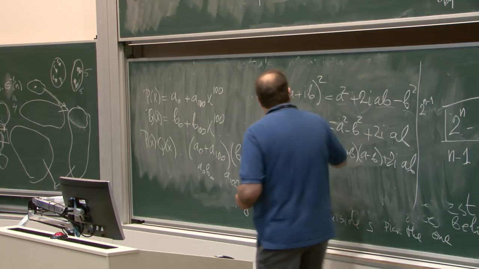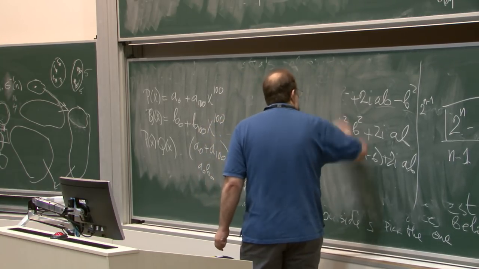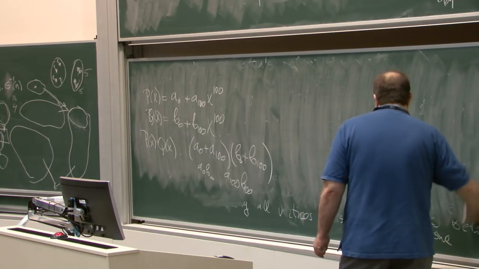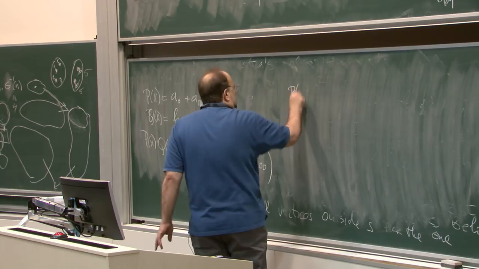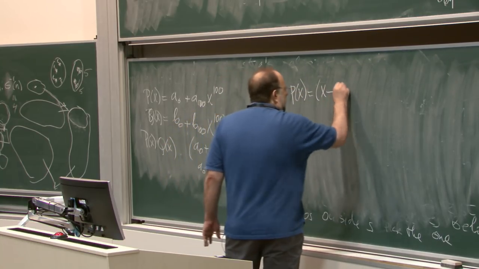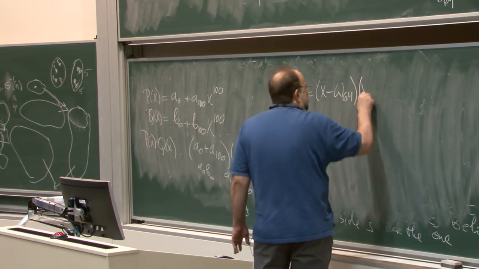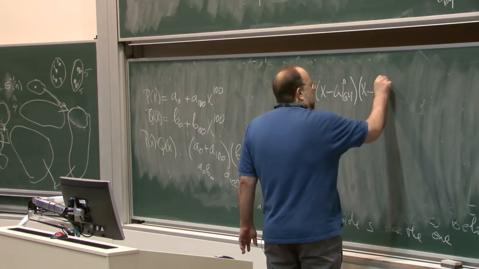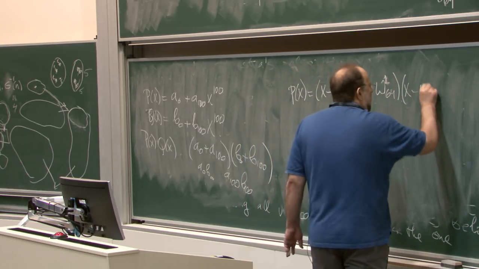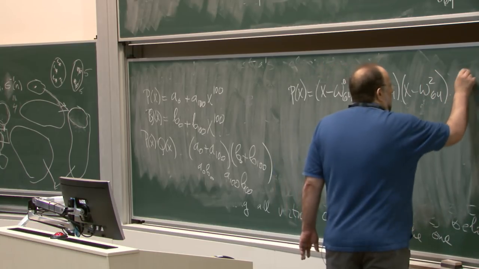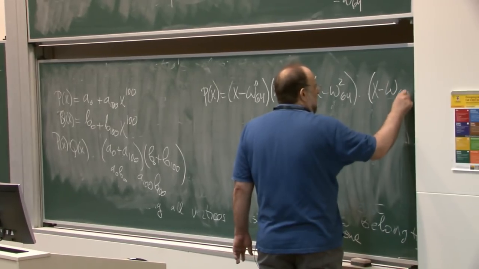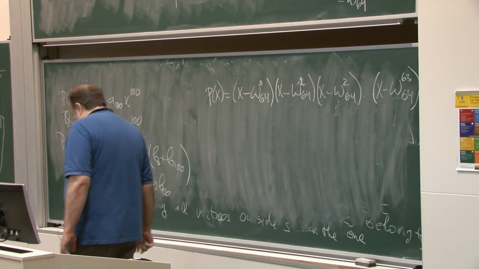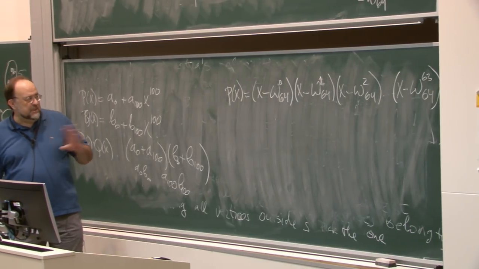Okay. How about this one? You are asked to represent the following polynomial in coefficient form. So p of x equals x minus omega 64 to the power 0, times x minus omega 64 to the power 1, times x minus omega 64 to the power 2, all the way to x minus omega 64 to the power 63. What is the coefficient representation of this polynomial?